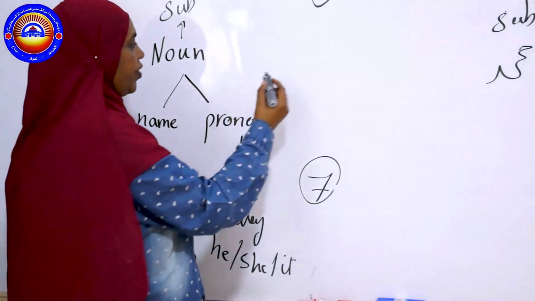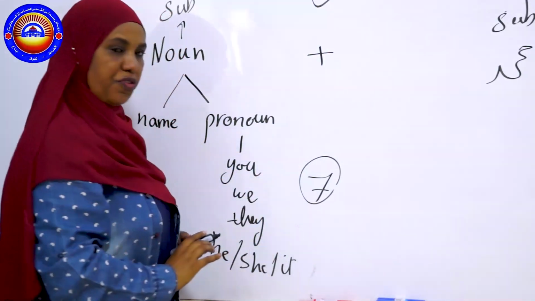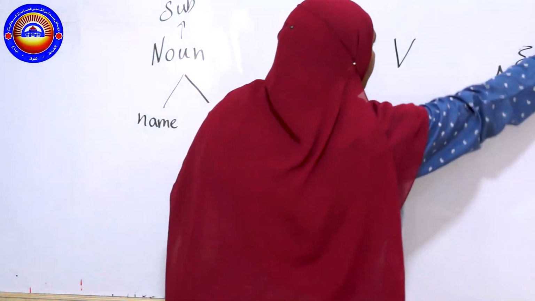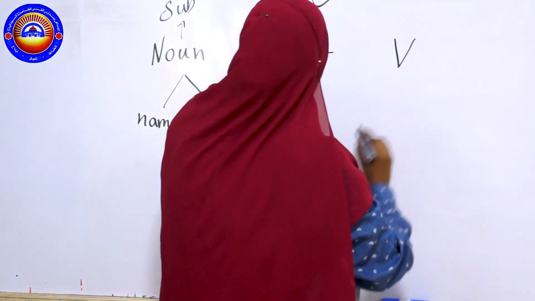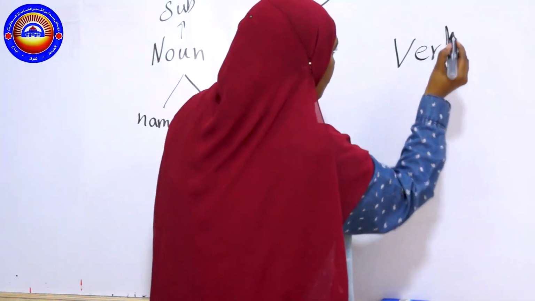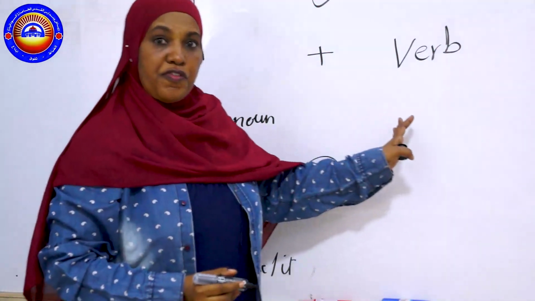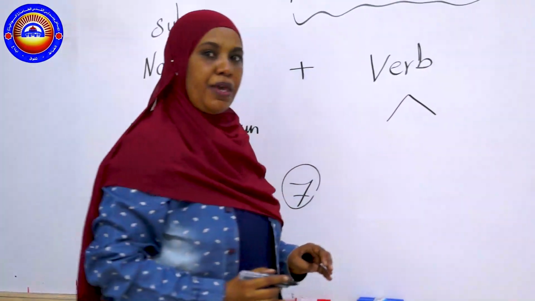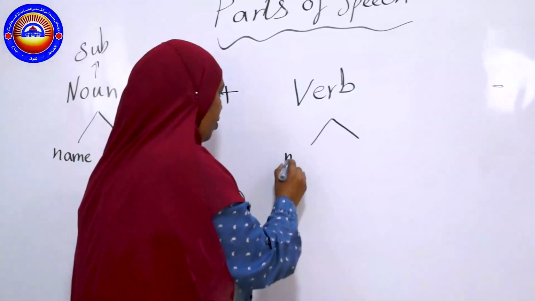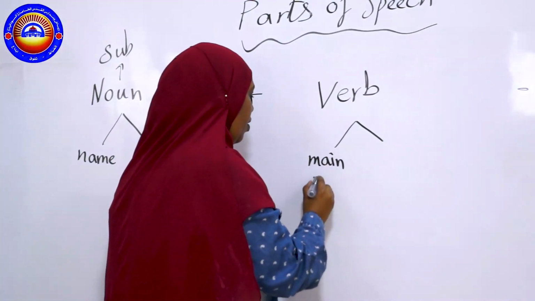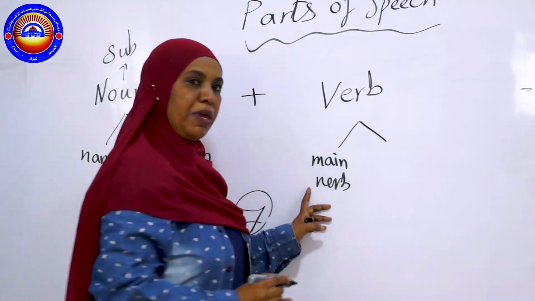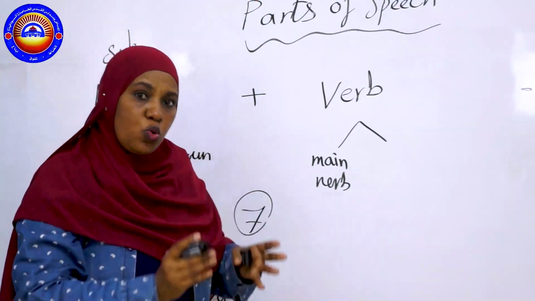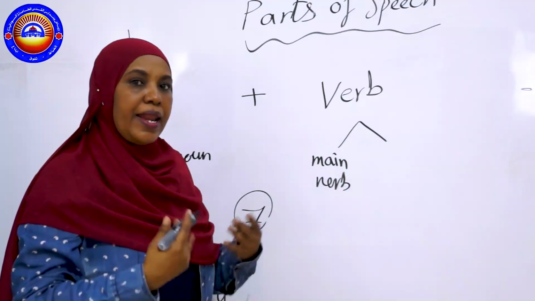After the noun, you're going to have another thing, which is the verb. The verb can be one of 2 things. It can be a main verb. What do we mean by main verb? The main verb is the verb that contains an action.